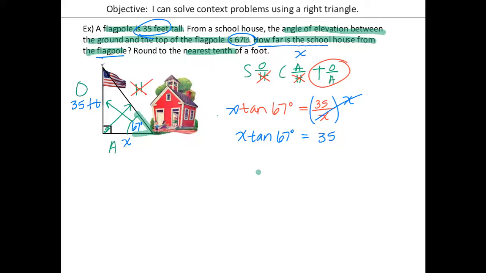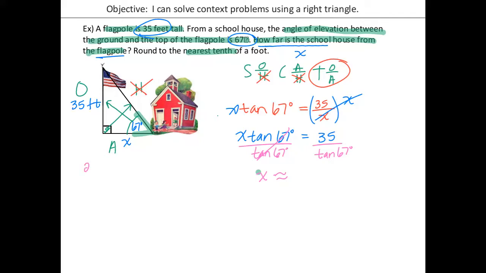What can we do to get the X by itself? Anybody? Thank you. Divide by tangent 67 to both sides. Tangents cancel, and I get X is approximately. Now that I have my X by itself, now I can plug this in the calculator. So 35 divided by tangent 67, close parenthesis, press equals.